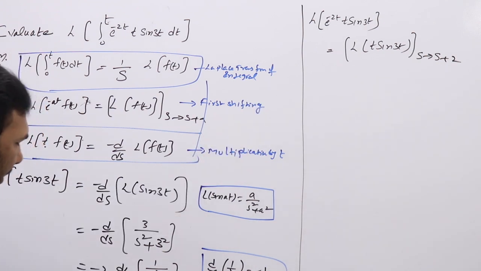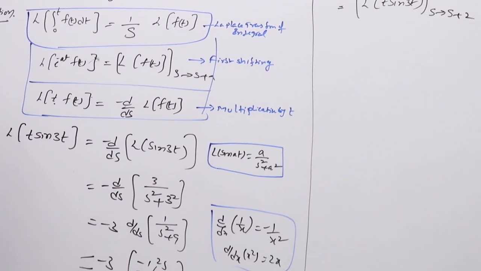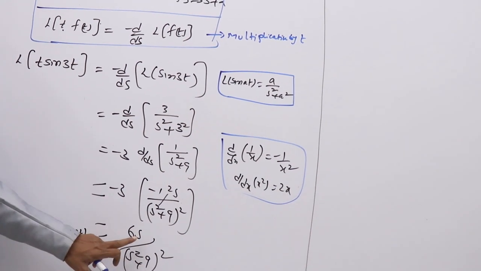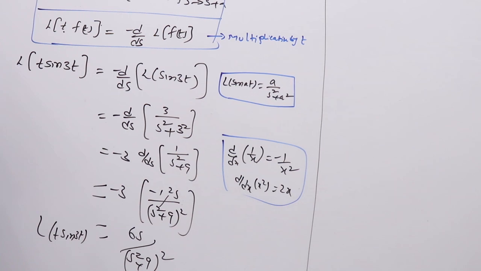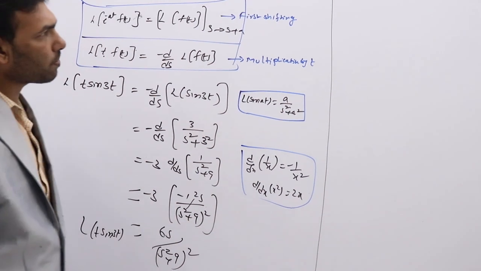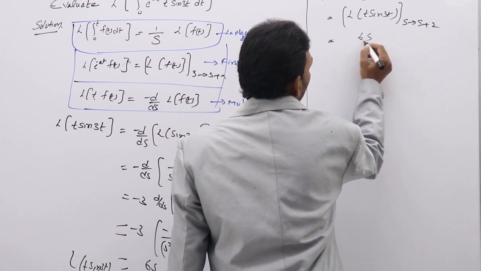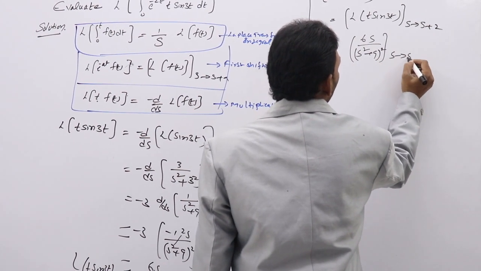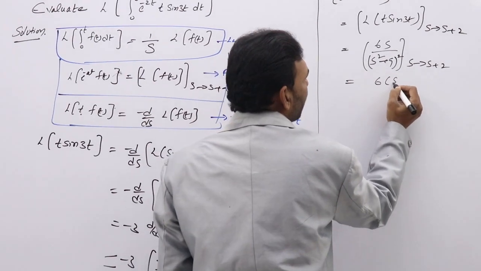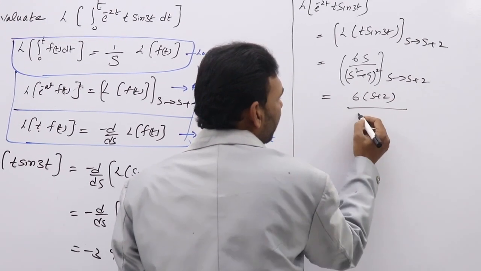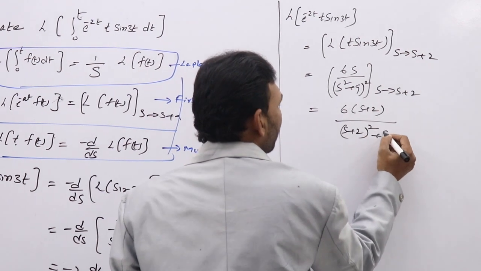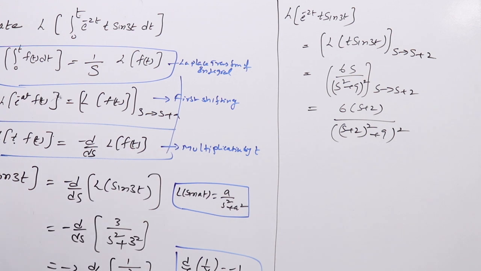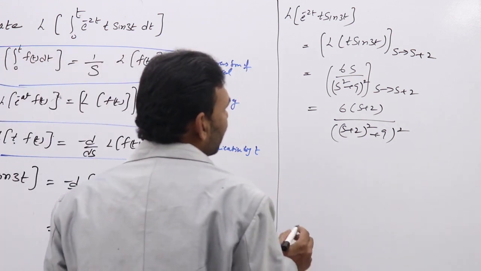So L of t sin 3t, you know what you get. Just now you got L of t sin 3t value 6s by s square plus 9 whole square. In this replace s by s plus 2. What you will get? 6 into s plus 2 by s plus 2 whole square plus 9 whole square. So simplification is of our wish. If you want, you can keep it like that.